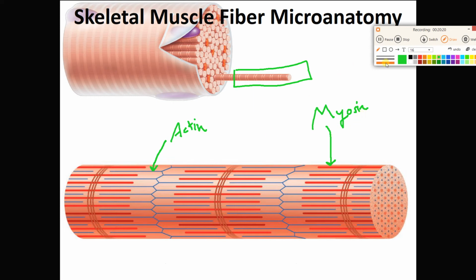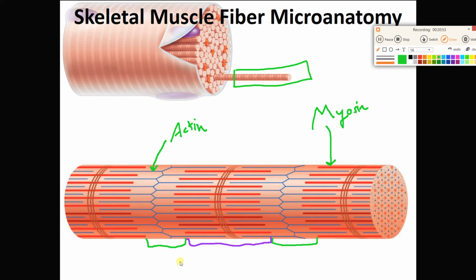And I want you to notice how there is a part right here where there's nothing but blue, and that's nothing but actin. And then there is a part that is not nothing, but that has both myosin and actin. And then we got another part here that is nothing but actin, okay? So I want you to be aware of that.